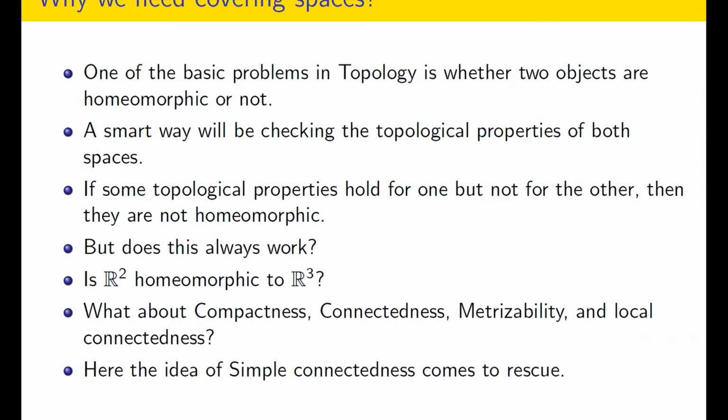For that, observe that if we remove the origin of R2 and consider any loop around that origin, then it cannot be shrunk down to a point, because in the place of the origin there is a hole. But in case of R3, if we remove the origin and consider a loop, R3 has extra dimensions, so we can always translate that loop into the extra dimension and shrink it down. So we can conclude R2 and R3 are not homeomorphic because R2 minus origin is not simply connected, but R3 minus origin is still simply connected.